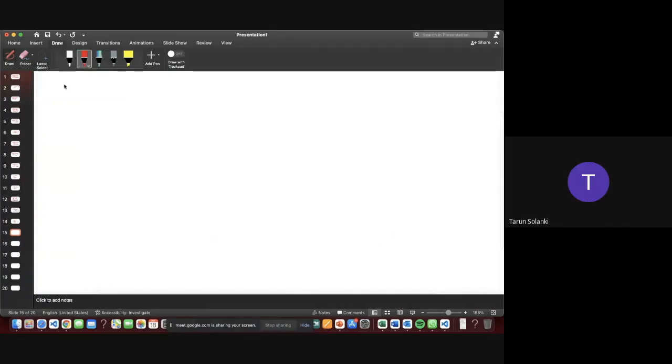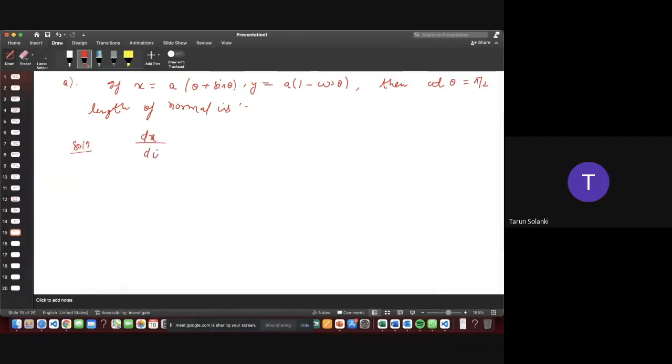Okay, so we'll look at one more example. If x equals a (theta plus sin theta), y equals a (1 minus cos theta), then at theta equals pi by 2, find the length of normal. Okay, so solving: dx by d theta equals a (1 plus cos theta), and dy by d theta is a sin theta.